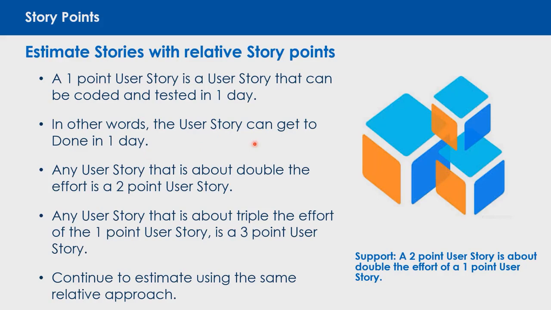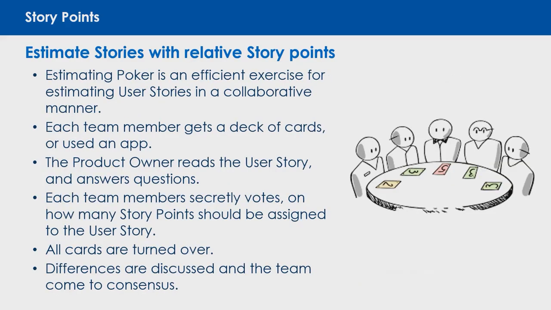So the team has to have that idea of what features or functionalities we can get done in one day. Any story that's about double the 1-point story would be a 2, and anything about triple the 1-point story would be a 3. The idea is to continue that approach, so go up to your 5, your 8, your 13s. If we get in the realms of 20 and higher, the team should use additional scrutiny.